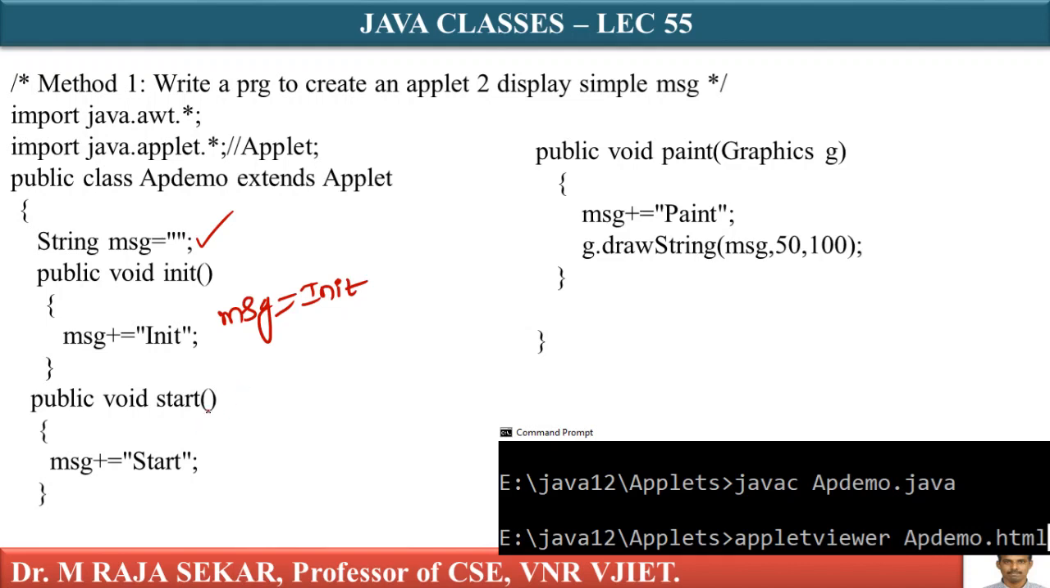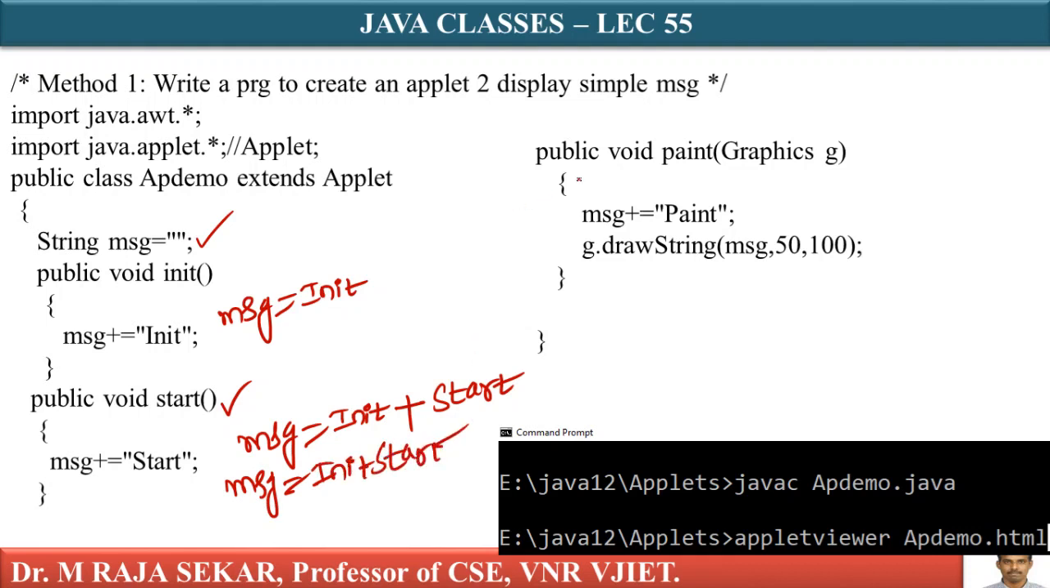After the init method, where will it go? It will go to the start method. Here msg equal to msg plus start. In msg you already have the init string, to which I am now appending. Plus means appending. I am appending start. Therefore, your msg will become init start.